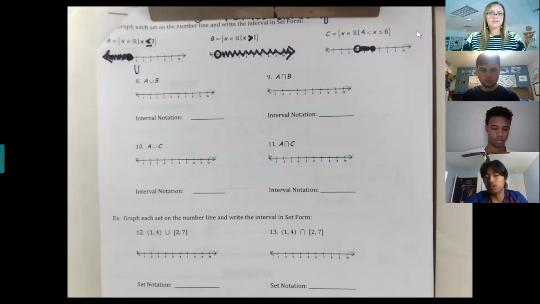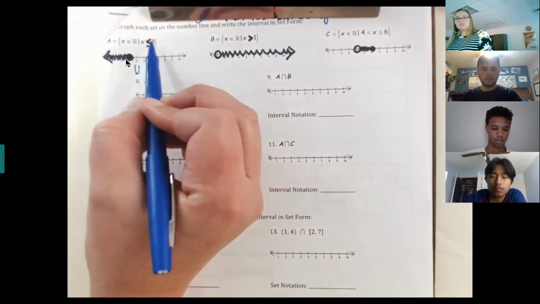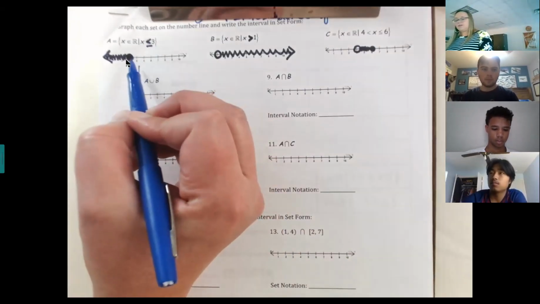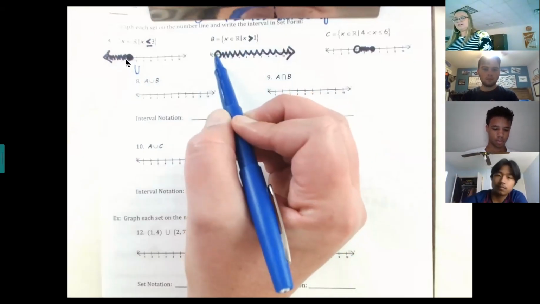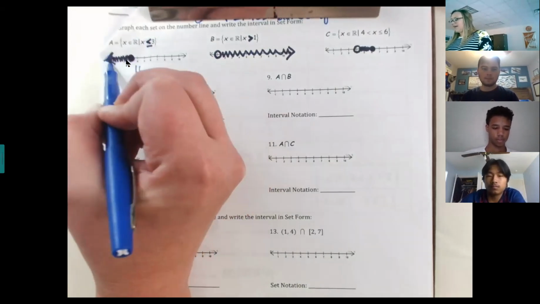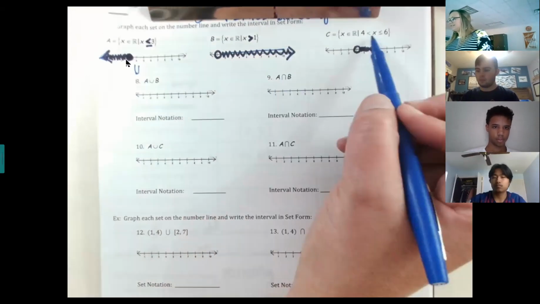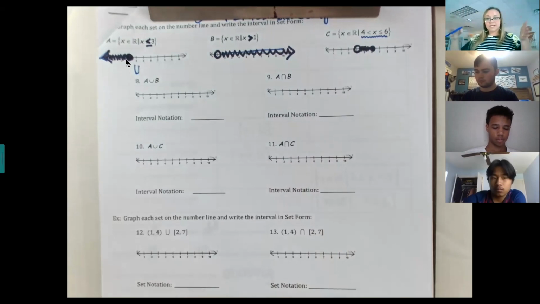Okay, so for the first one, sorry that you couldn't see it. The equal to tells me that this is closed, versus over here, there's no equal to. That's how I know it's open. Then remember for a less than, you shade to the left, and for a greater than, you shade to the right. But whenever your x is between two numbers, like you see here, that means you're going to shade between those two dots. Okay?